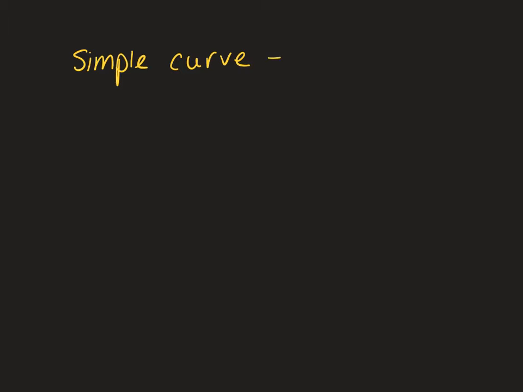So a simple curve doesn't cross over itself. So this would be a simple curve. Right, this would also be a simple curve. So there's no loops. The line doesn't go over itself at any point. We also have a closed curve.